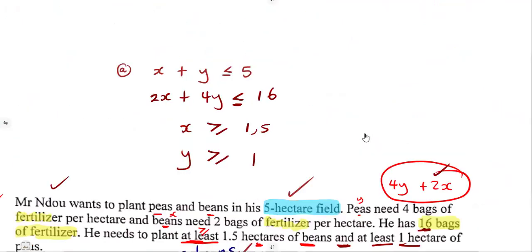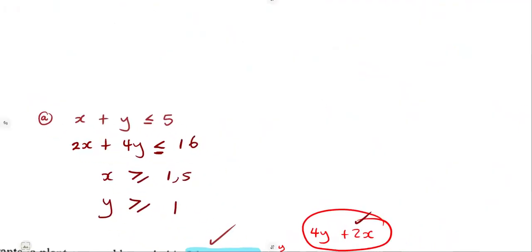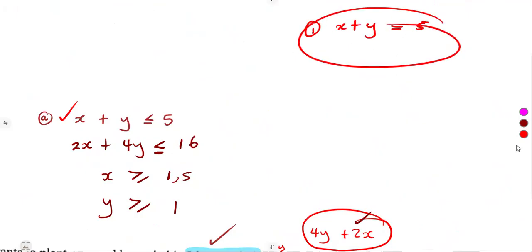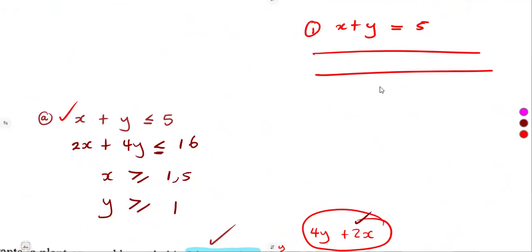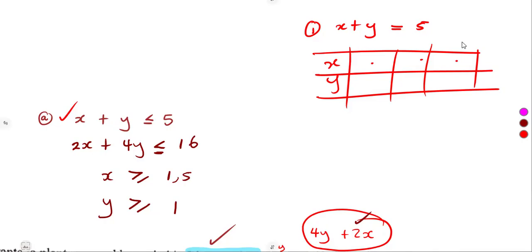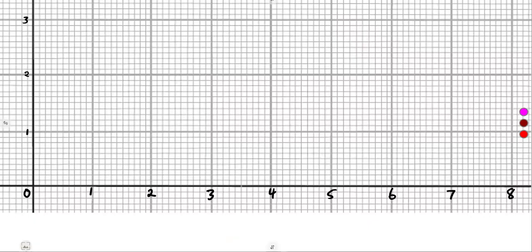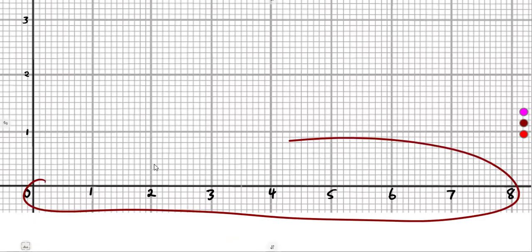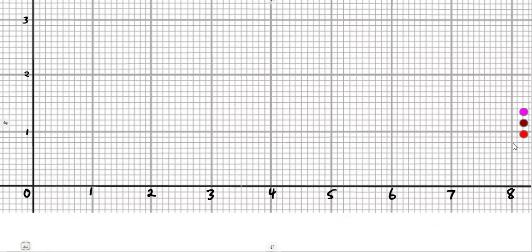So let's start with the first inequality. The first inequality, guys, is X plus Y, which is less than or equal to 5. So from this one, X plus Y must be equal to 5 as an equation. You draw the line of X plus Y equal to 5, okay? So how can we draw this one? We can use a table. It's up to you guys, as we have got the table of values method. You choose your values within the X values from 0 up to 8. It's up to you.